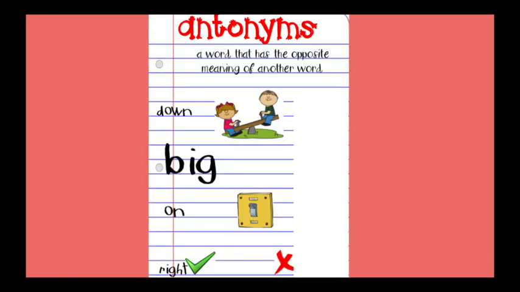So these are some more antonyms. I'm going to read the words on the left, and I want you to think if you can come up with a word that has the opposite meaning of each of these. Remember, these are similar to synonyms in the sense that if you have one word like down, there might be multiple antonyms that mean the opposite. But try and think, what are the opposites of each of these words? We have down, big, on, and right.